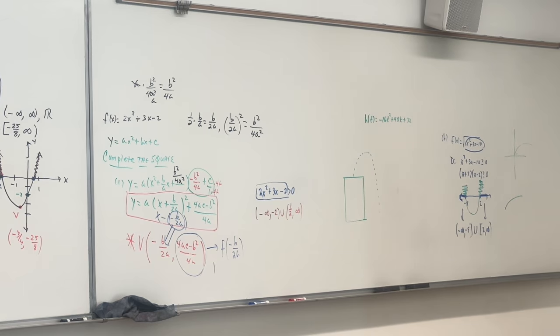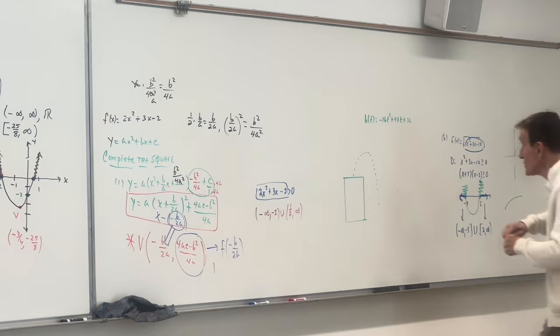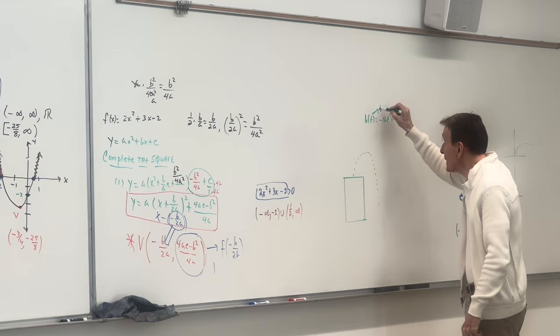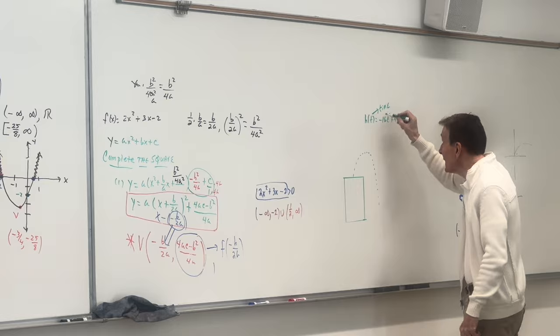Okay, so h for height, h of t, where t is time. So rather than f of x, we still have a function. This is time, and this is height. I'll do a little bit with it, then we'll take a break.